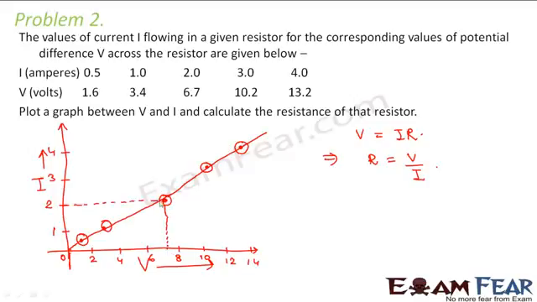So what are the values of current and voltage here? For this point the voltage is 6.7 volts and current is 2 amperes. So if we take these values, 6.7 and 2, the value of resistance comes out to be 3.3 ohms. So this would be the value of the resistance. Not only this point, if you take any point on this straight line, the value of the resistance will come out to be the same because it is a straight line. So the slope of this line will remain the same everywhere.